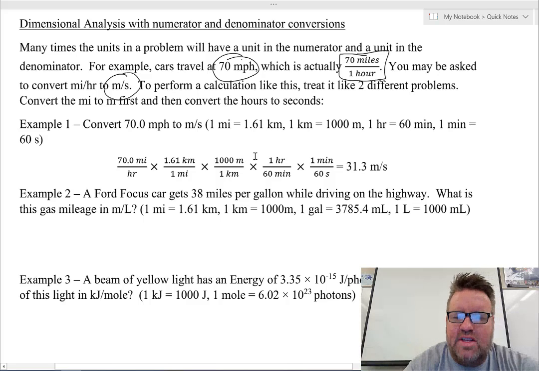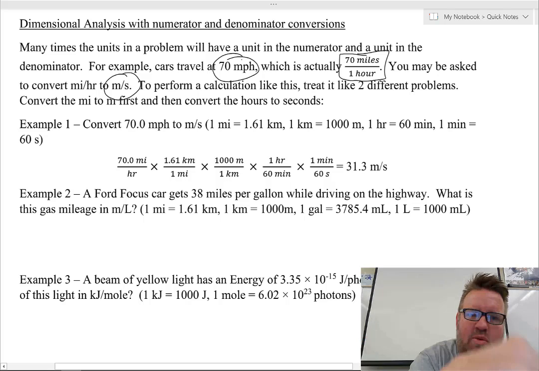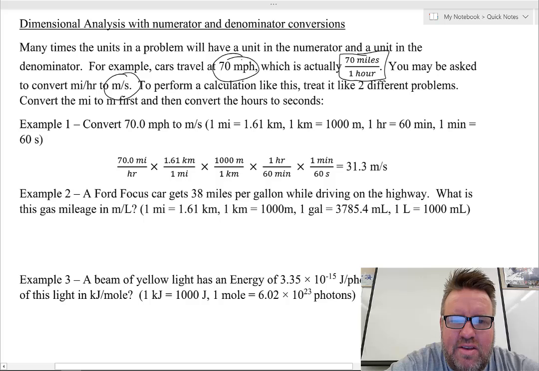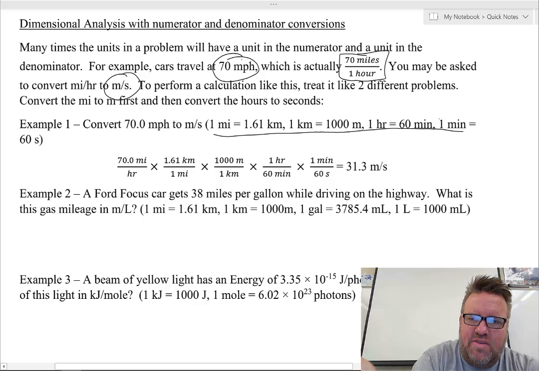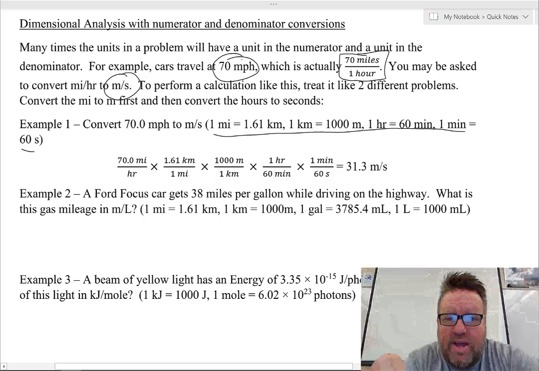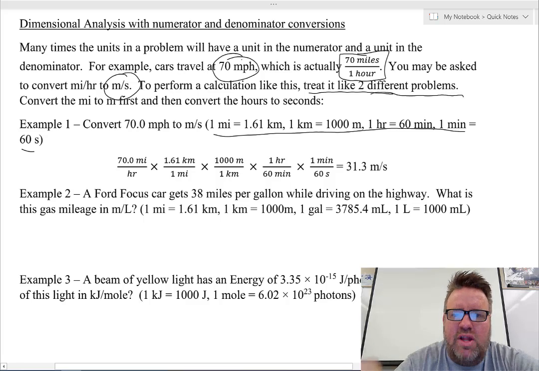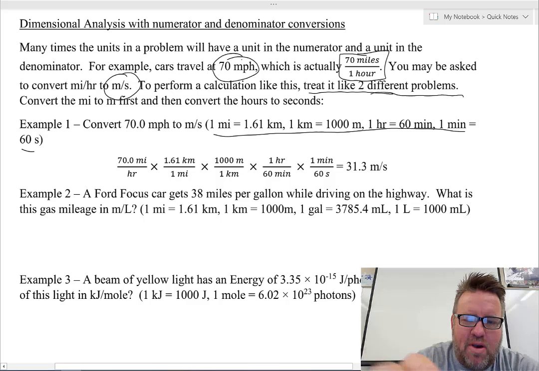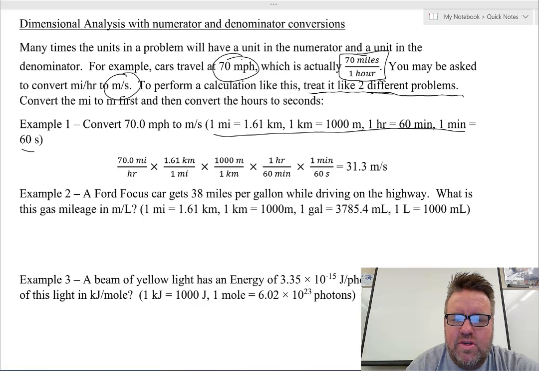Okay, so in this case, we're talking about 70 miles over 1 hour, and we want to convert that to meters per second. Okay, and again, when we do that, I'm going to give you all the conversions you need. The key is, right here, treat it like two different problems. Okay? And if we treat it like two different problems, then we know that we can do the top part first, converting the miles to meters, and then we can convert the hours to seconds. So in this case, that's what we're going to do.